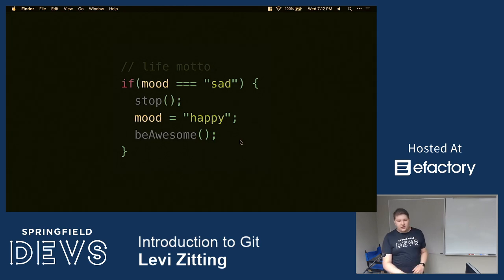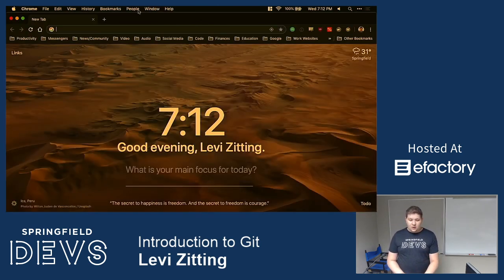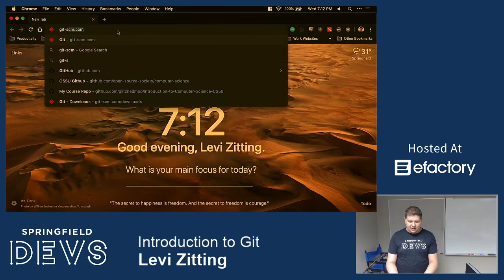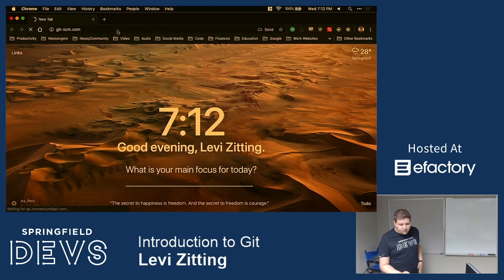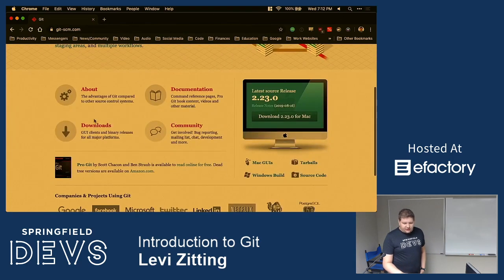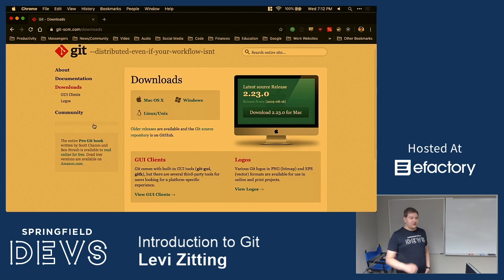So if you don't already have Git installed on your machine, you can go to git-scm.com and go to the downloads page. And they have downloads for all the major operating systems. If you are on a MacBook or any Mac OS device, if you install the Xcode command line utilities, it will come with Git. There's also a couple others, but this is kind of the main way to get Git.